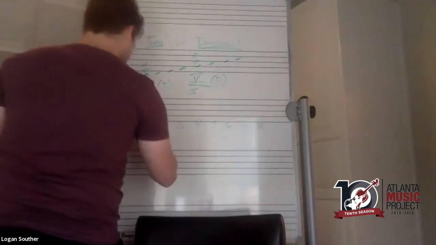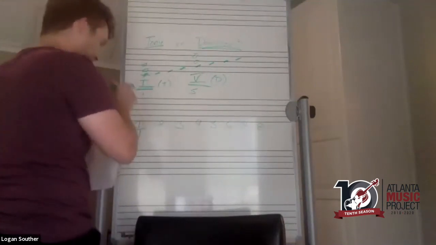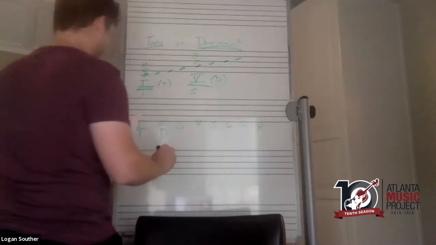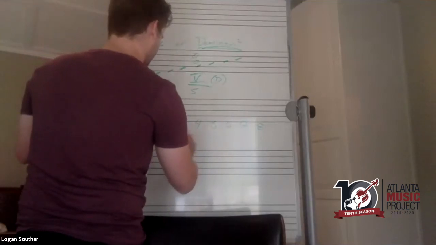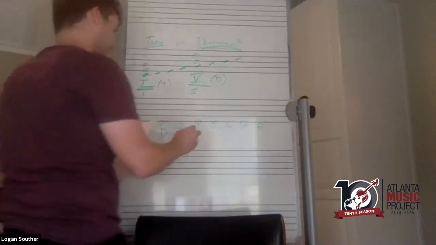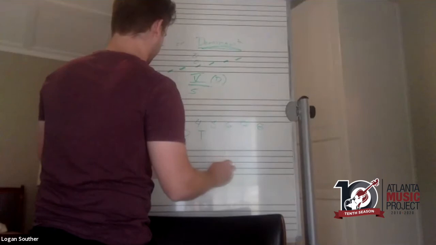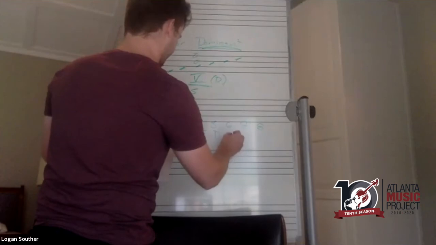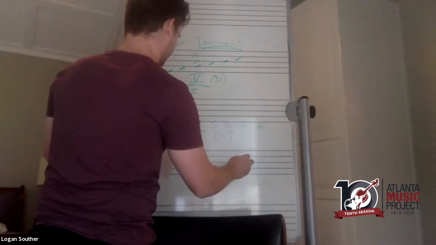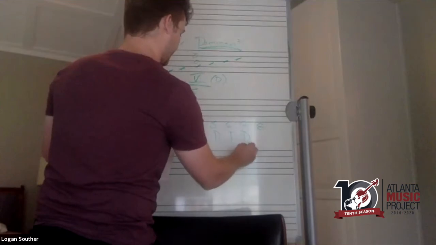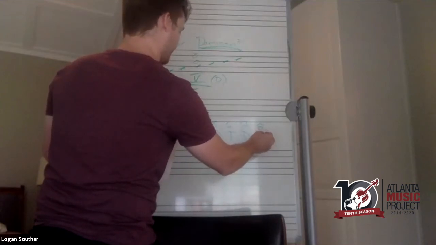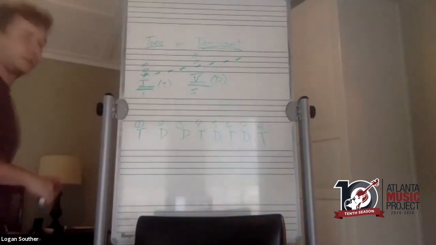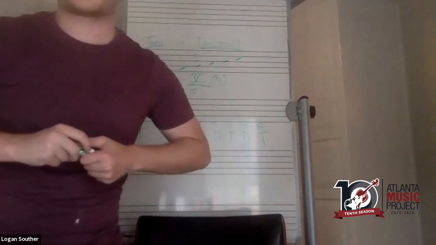Number 1 was a tonic chord. Number 2 was a dominant chord. Number 3 was dominant. 4, tonic. 5, dominant. 6, tonic. 7 was dominant, and 8 was tonic. All right. How do we do?